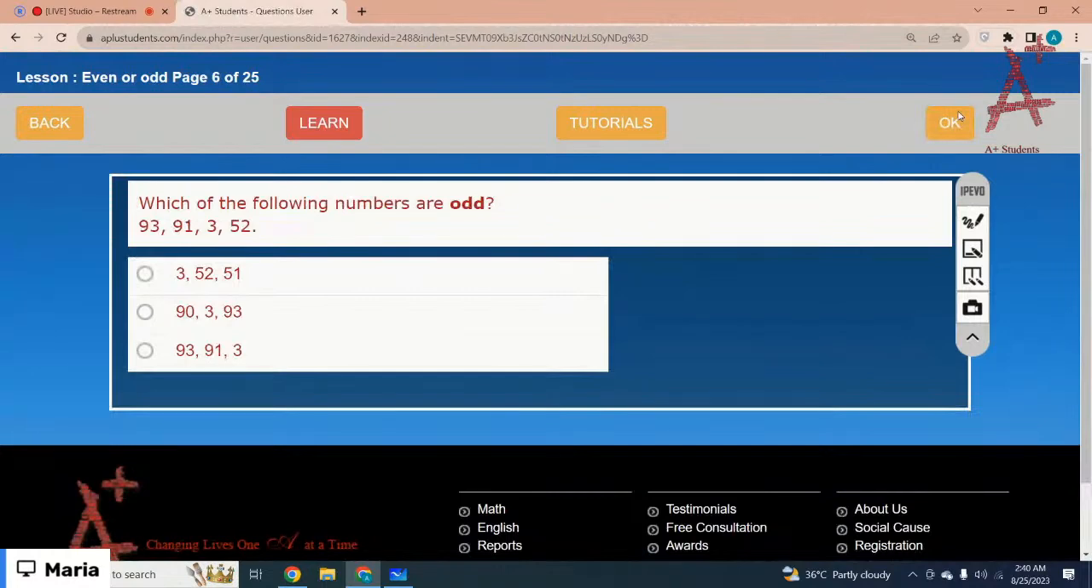Which of the following numbers are odd? Which is the correct option? Odd numbers are the ones that cannot be divisible by 2. So they are 93, 91, and 3. They all are odd.